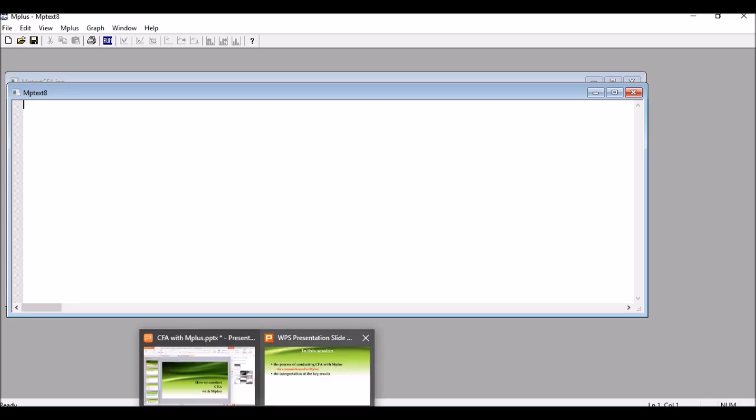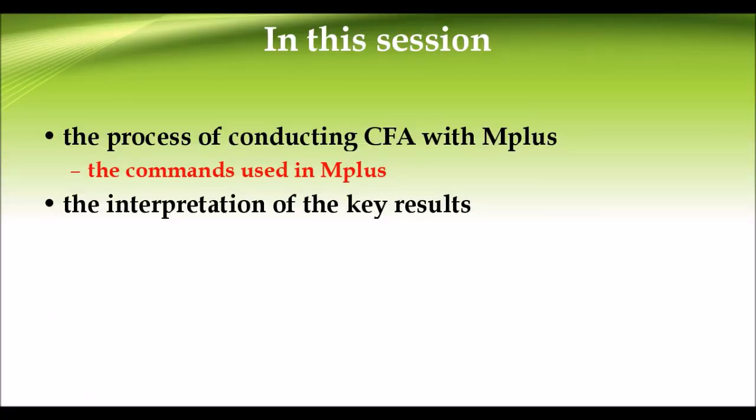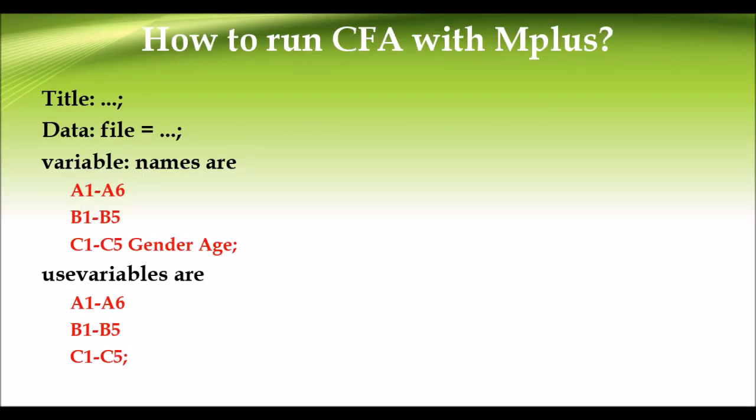Now let's learn about the commands. We will write title colon, then we will write the name of the project. Then data colon file is equal to, here we will write the name of the data file. For example, if the name of the data file is data2, then we will write data2.dat. .dat is an extension of tab delimited format.